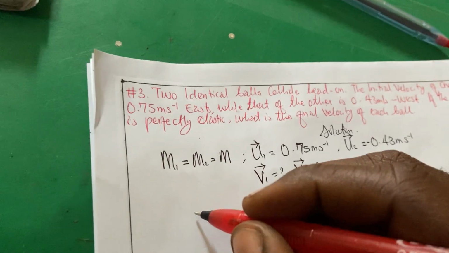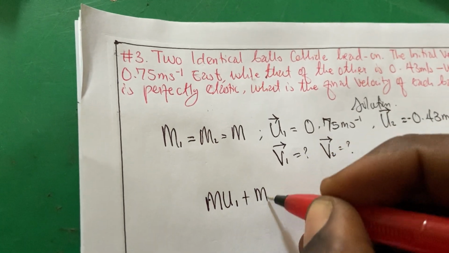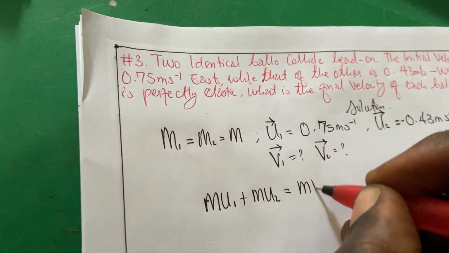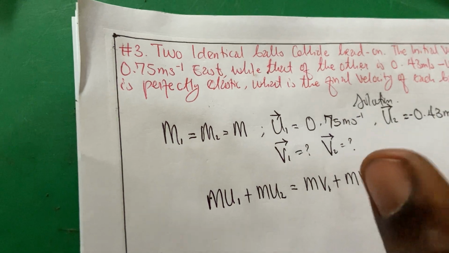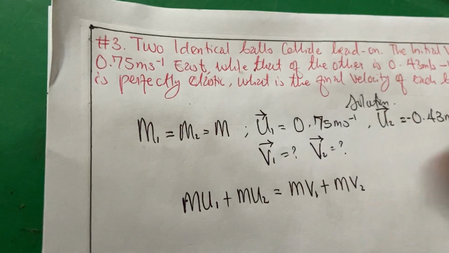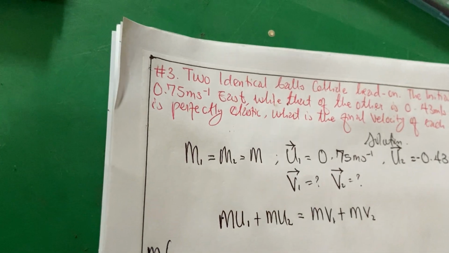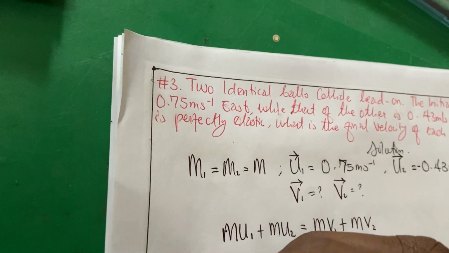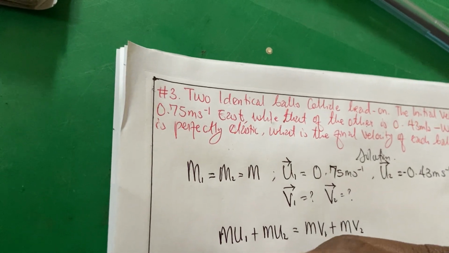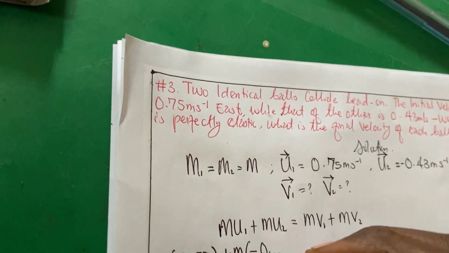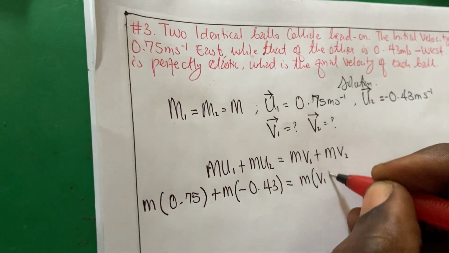So we write the formula: m u1 plus m u2 equals m v1 plus m v2, since it's conserved. So m times u1, which is 0.75, plus m times u2, which is minus 0.43, equals m times (v1 plus v2).